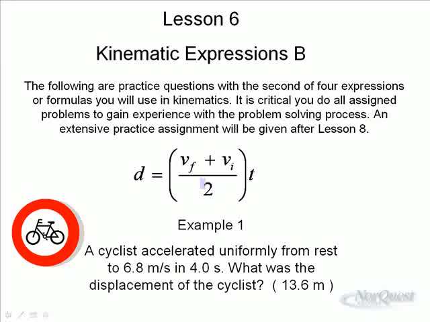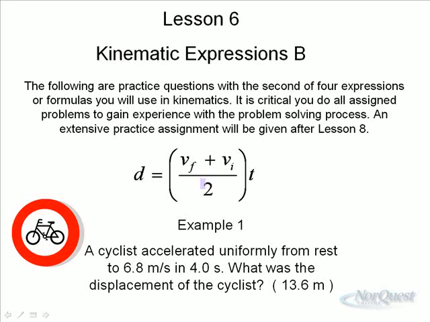A cyclist accelerated uniformly from rest. So now you know initial velocity was 0, final velocity you can see is 6.8 meters per second, and the time was 4 seconds. I think last time we asked what's the acceleration. This time we're asking what was the displacement of the cyclist.